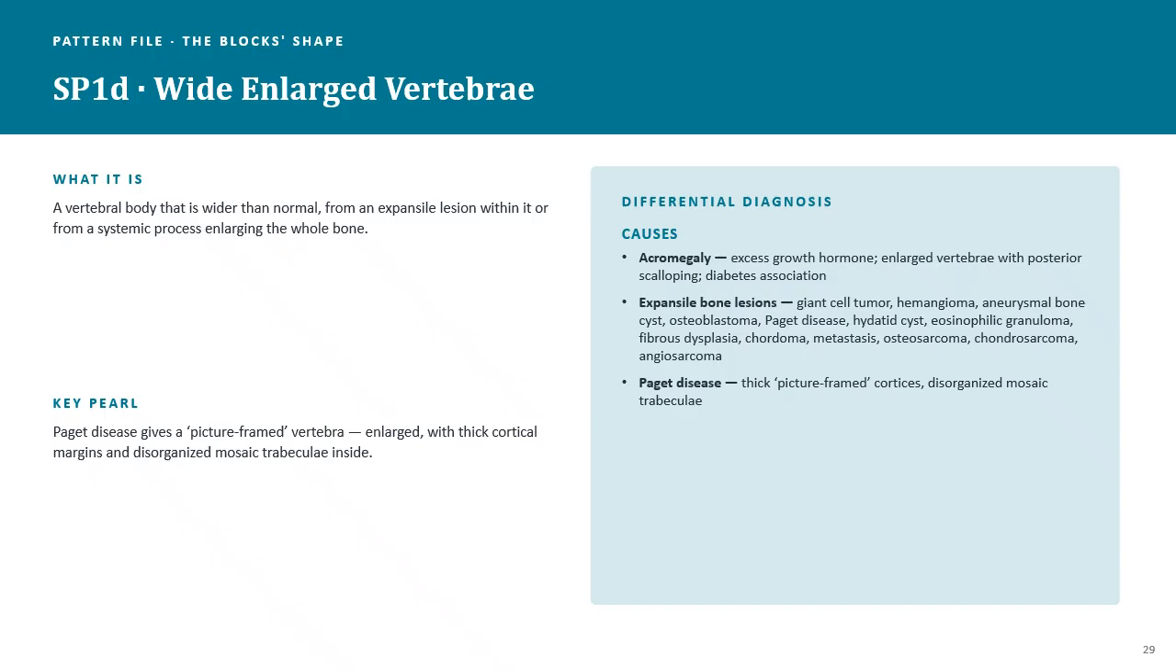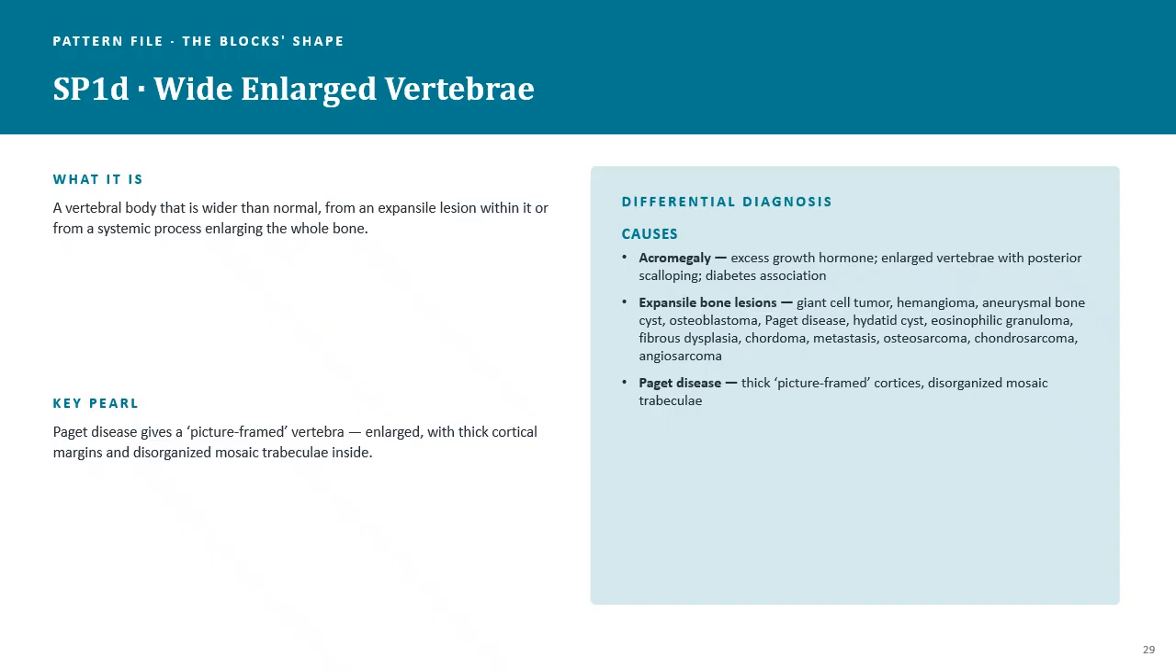There's two big ways to think about this particular shape pattern, and the first thing is, is it a systemic condition? Systemic conditions can cause bones to enlarge. So an example would be something like acromegaly, where there's too much growth hormone, and that growth hormone is going to cause enlargement of the bones throughout the body.